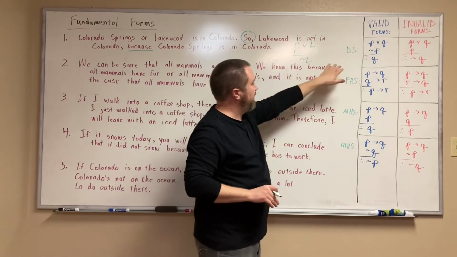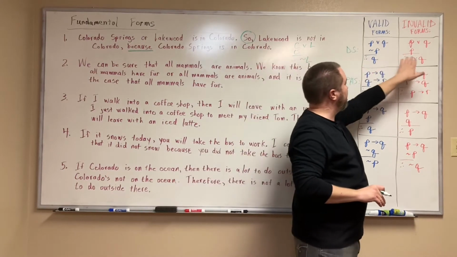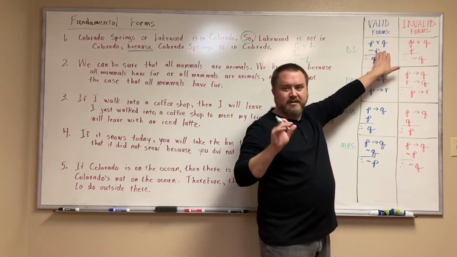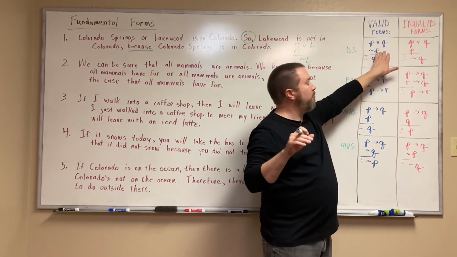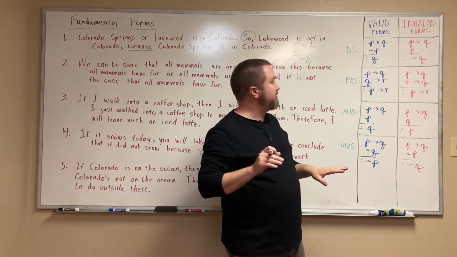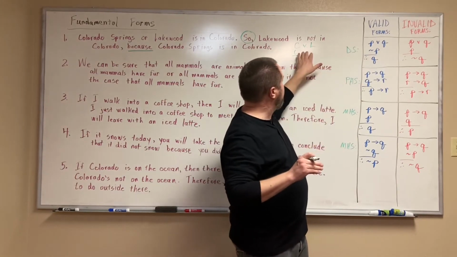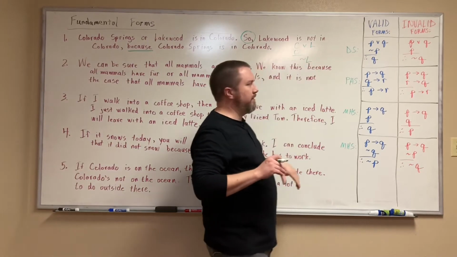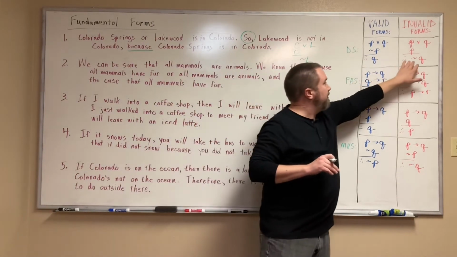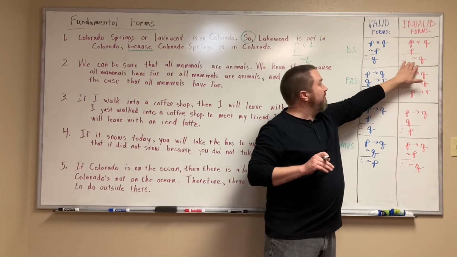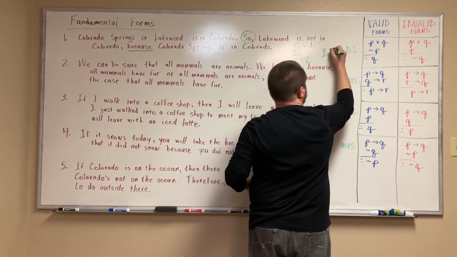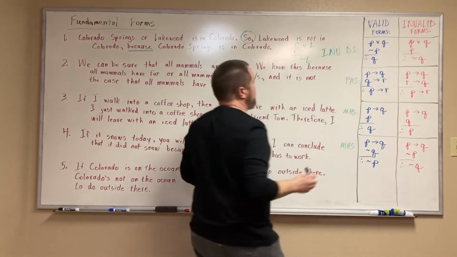Obviously, this one's going to be a disjunctive syllogism, so let's look at our valid and invalid forms. Valid form includes negating one of the disjuncts and then confirming the other disjunct. But in this one, we're affirming one of the disjuncts, and then for our conclusion, we're negating the other disjunct. That looks like it would be our invalid form. So this one is invalid.